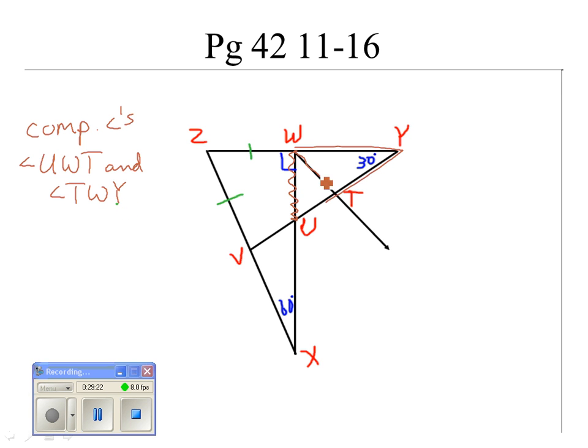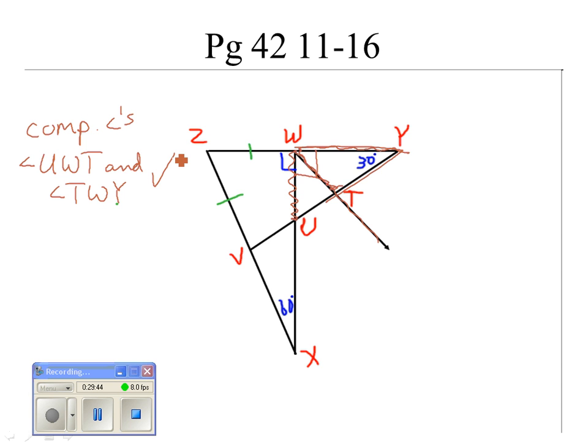UWT is right here. TWY is right here. Those two add up to be 90. We're not sure, except for if that's a right angle, what's this whole angle over here on this side have to be? That has to be a right angle, so that's correct.